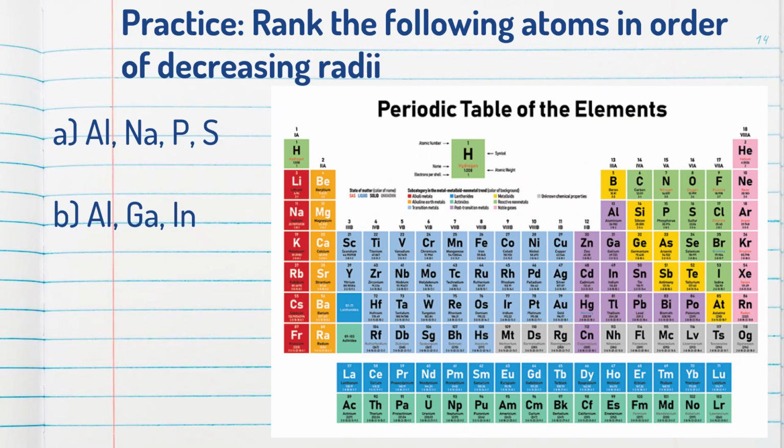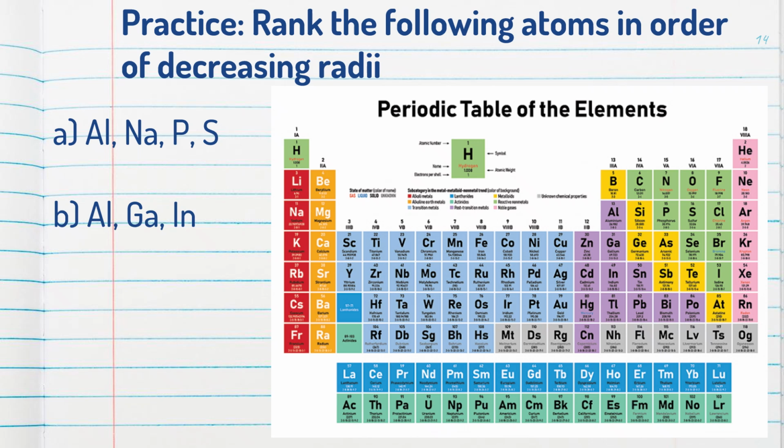So let's practice ranking the following atoms in order of decreasing radii. Let's look at A together. I have aluminum, sodium, potassium, and sulfur. We know the atomic radius decreases going across the period and increases going down the group. So the largest radius is going to be potassium in A, and then sodium, then aluminum, and then sulfur.